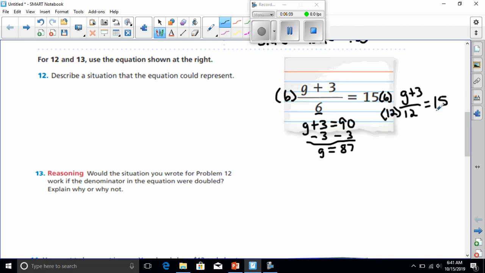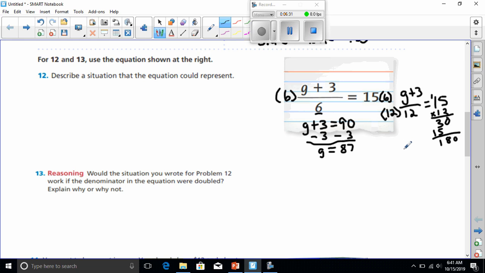Which means I would have to multiply by 12 over here. And let's just do that real quick. If I multiply by 12 over here, 5 times 2, that's going to give me 10. Carry the 1, that would give me 30. And then 15. And I see that I would have 180.